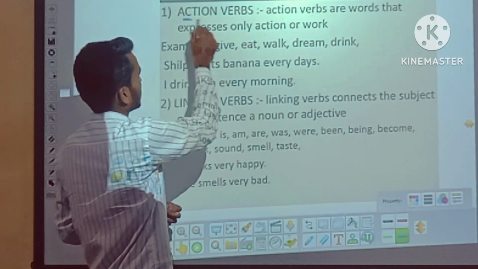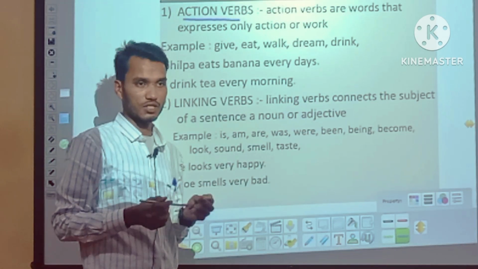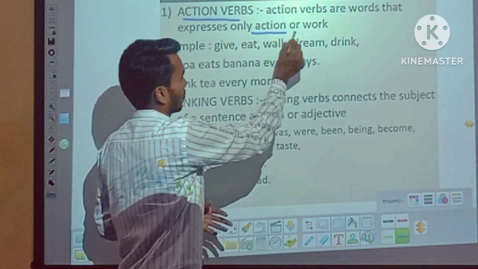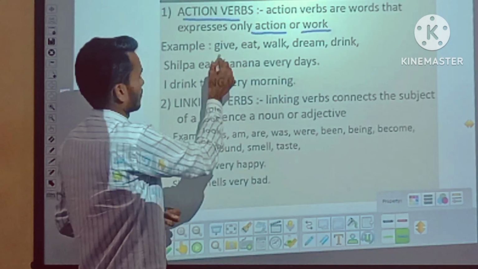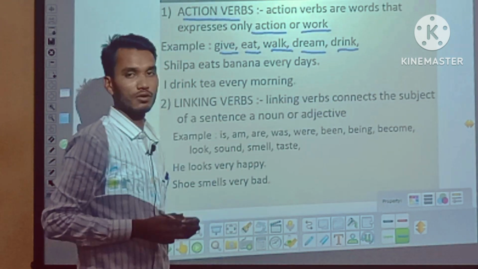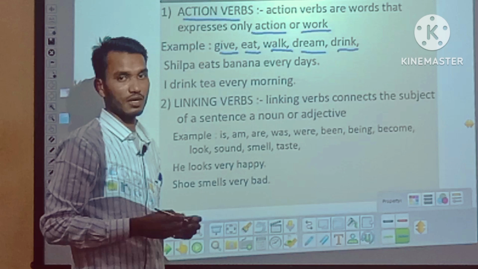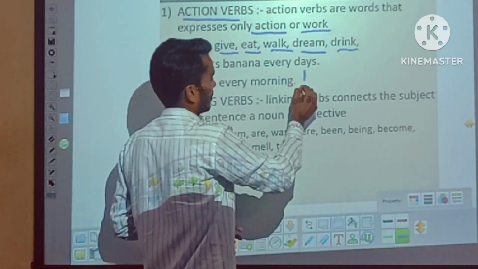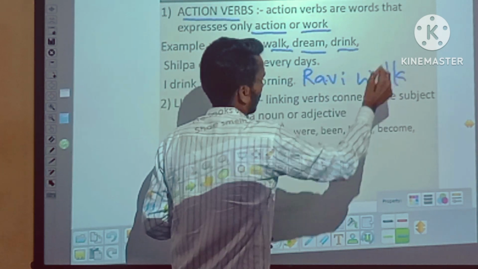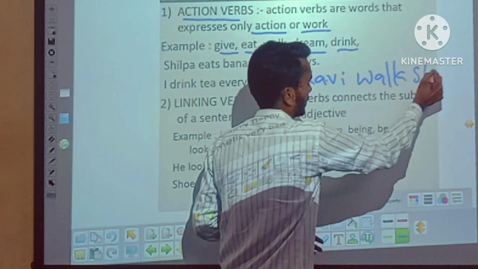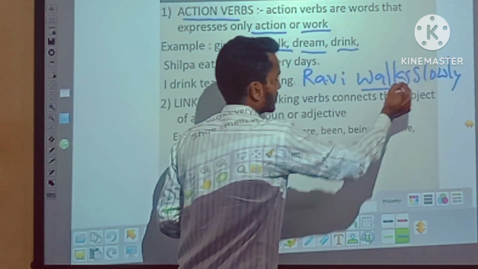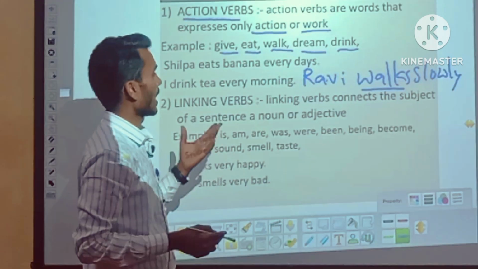First we have action verb. What is this action verb? Action verb tells the action or the work of a subject. Here we have give, eat, walk, dream, drink. So these are the action verbs. For example, Ravi walks slowly. Here walks is a verb. What kind of verb? It's an action verb.